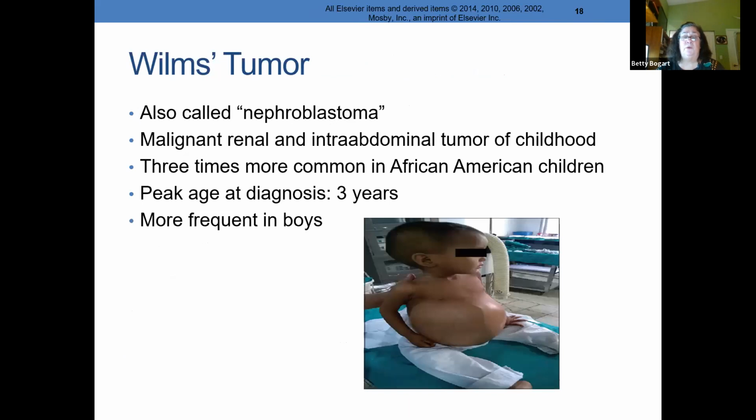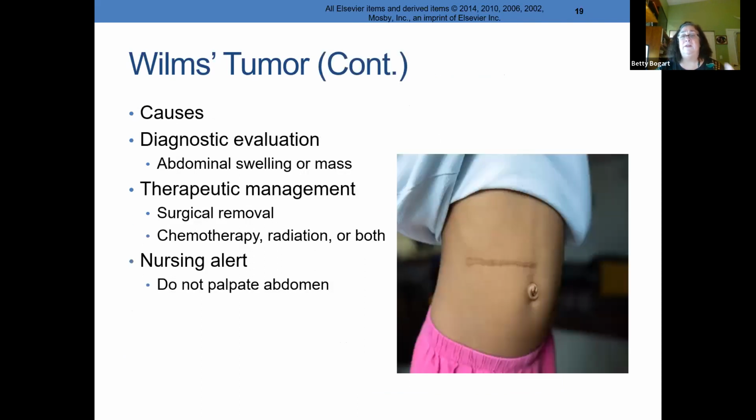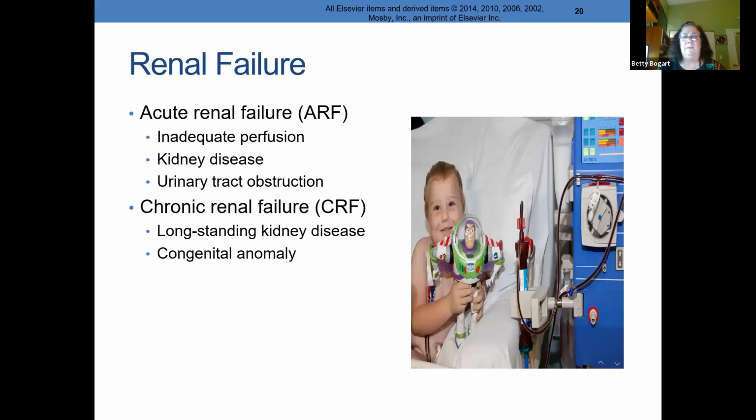We've mentioned Wilms tumor many times. Remember, it's off the adrenal gland or it's off the kidneys, a nephroblastoma. Boys, ages 3 to 5, and African American. We know it's a swelling. We take care of it by chemoradiation, surgical removal. And again, do not touch that abdomen. It's very fragile and it will break pieces off into the belly.